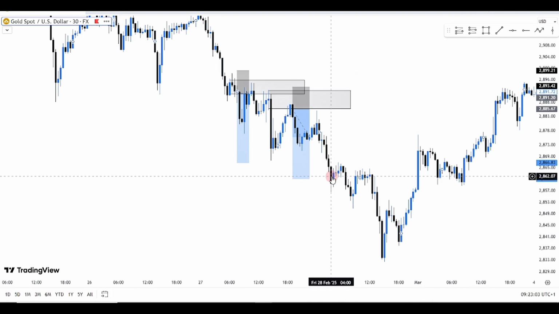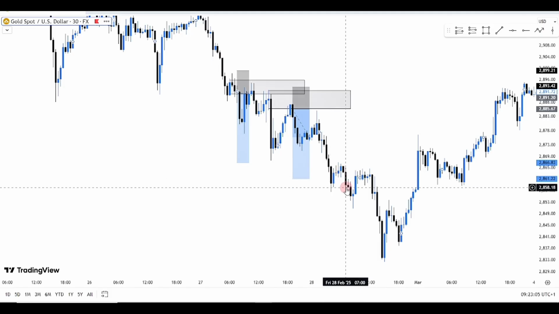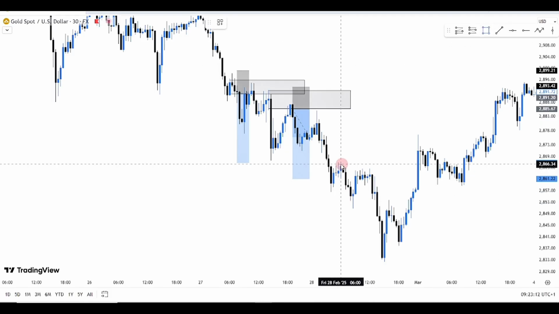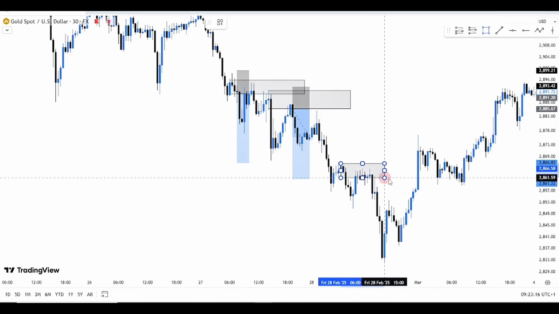We had this point that formed, we had the massive sell to the downside, and if I want to map out my supply, I want to map out the last bullish candle that formed before the aggressive sell to the downside.